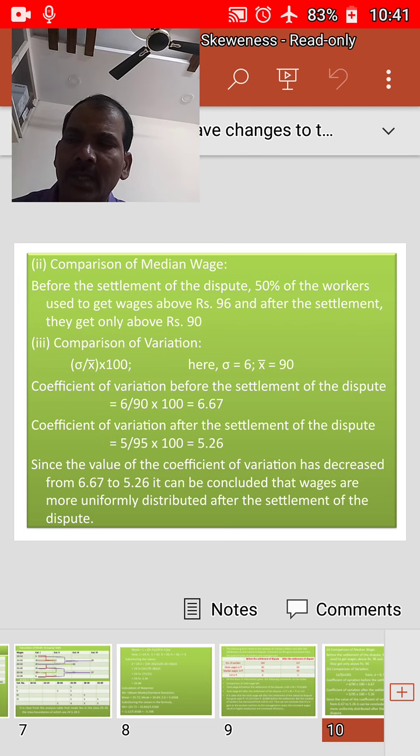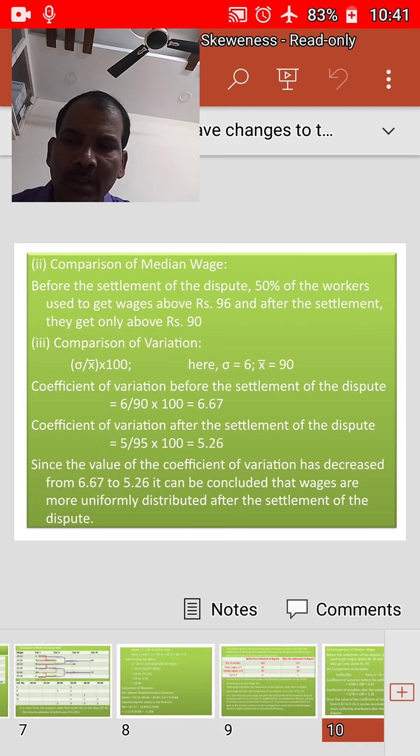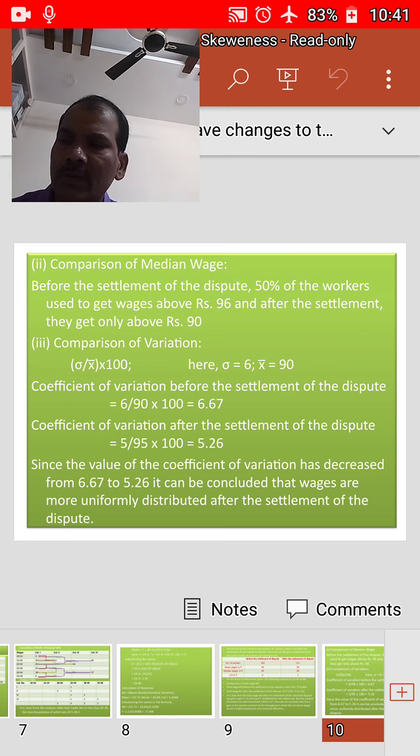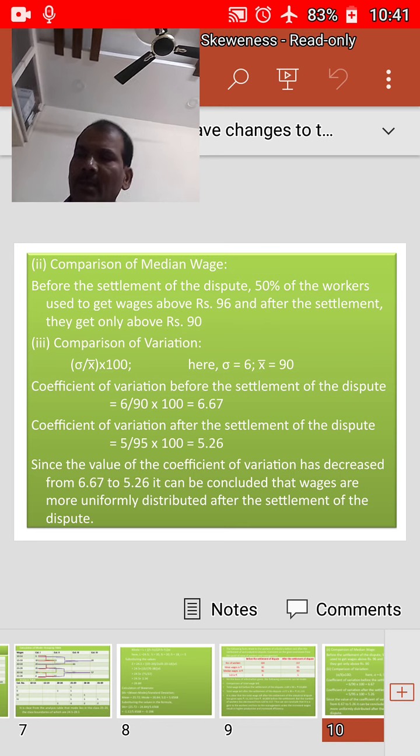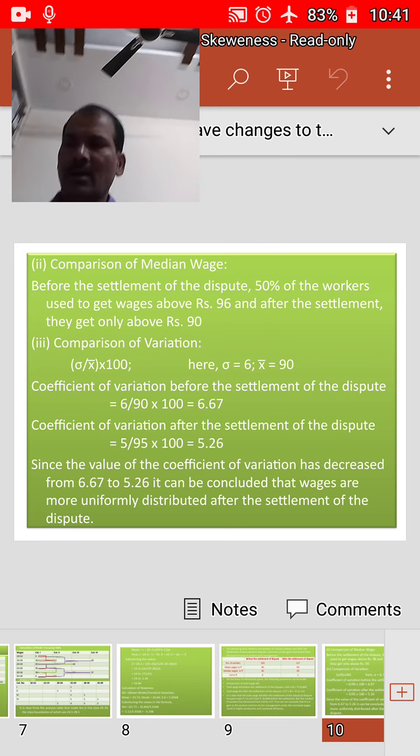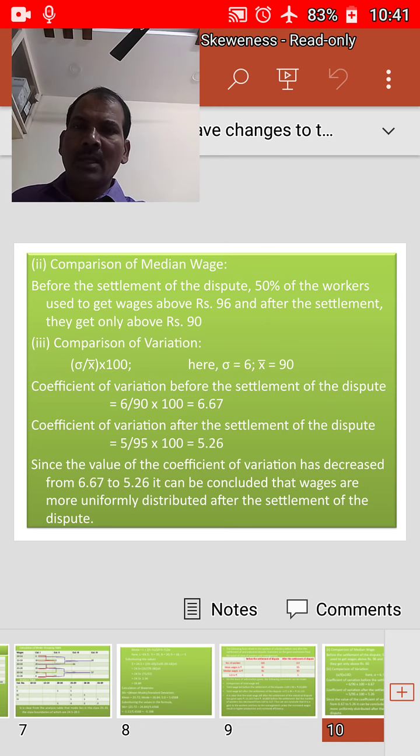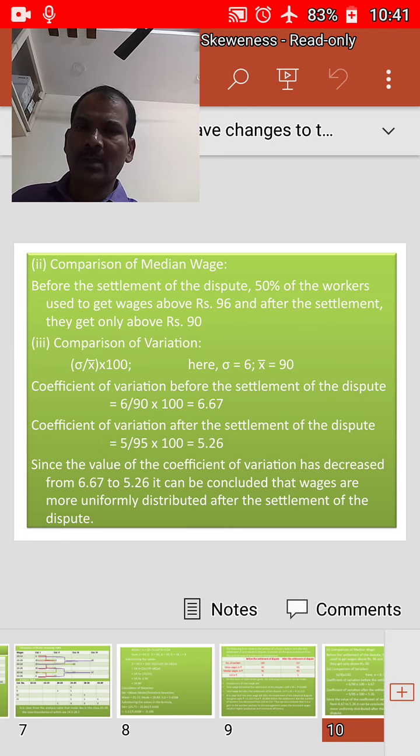Next, we will compare the median wages. Before settlement of dispute, 50% of the workers used to get wages above 96 rupees, and after the settlement they get only above 90 rupees. It reveals that the median wages have decreased. That is bad news for the workers and good news for the management, because they can reduce the costs.